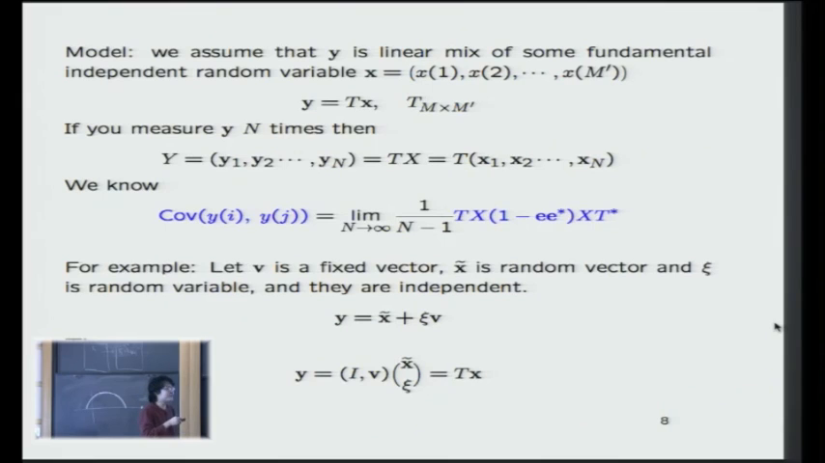Okay. So if so, then just plug this assumption to here. You'll find out if you measure it n times, it means this n times nx. Then the x is the vector of this, and Y is the matrix of this. Then you'll find out the covariance matrix actually is the limit of this one.